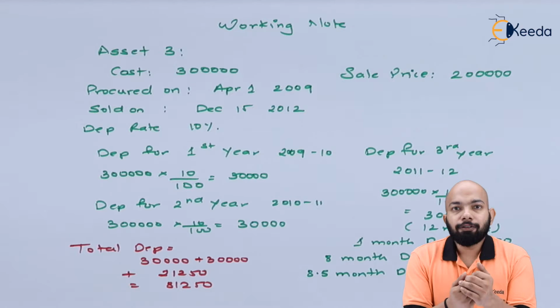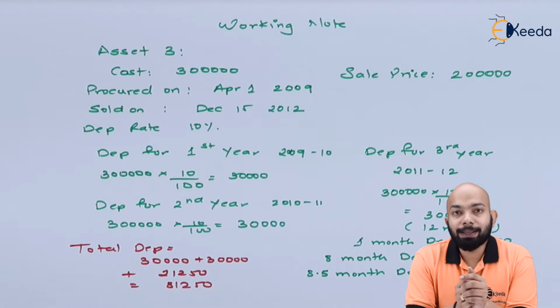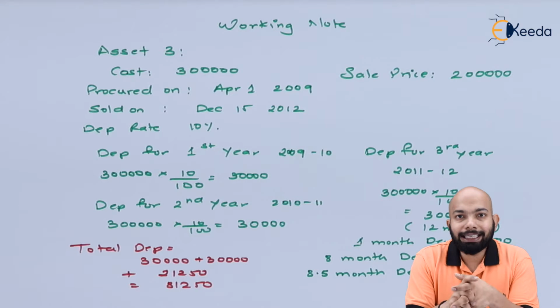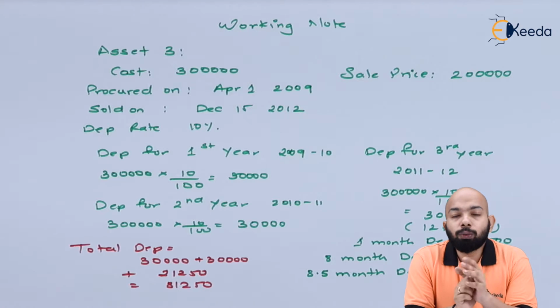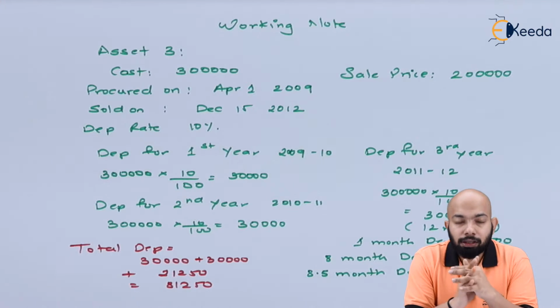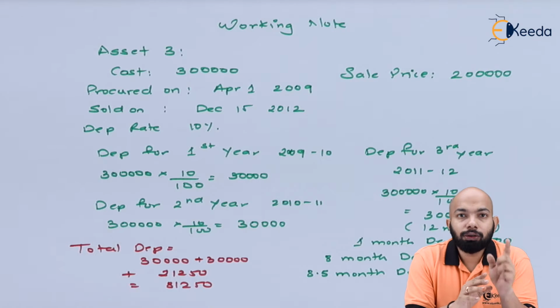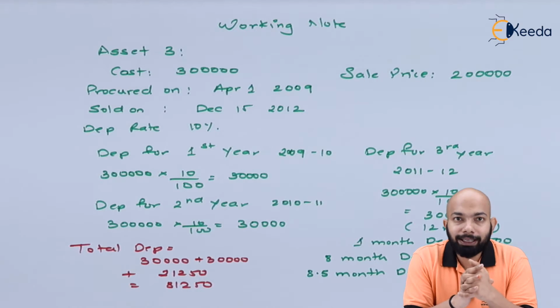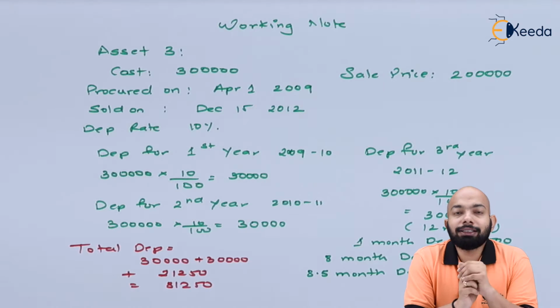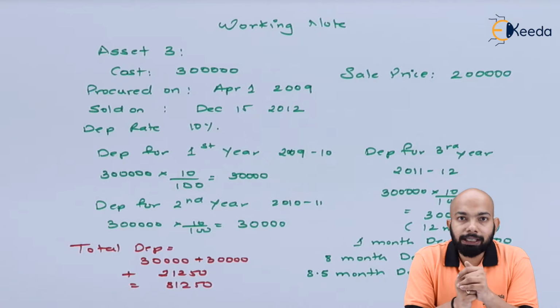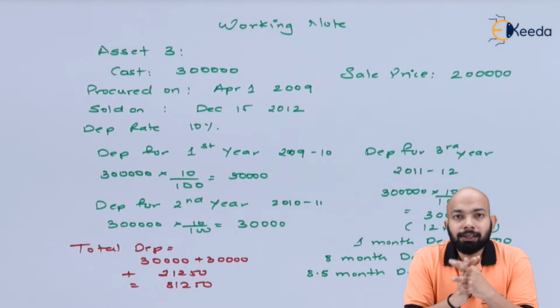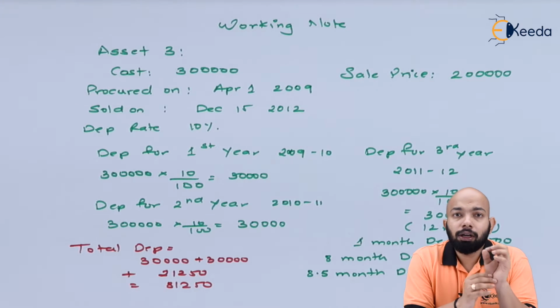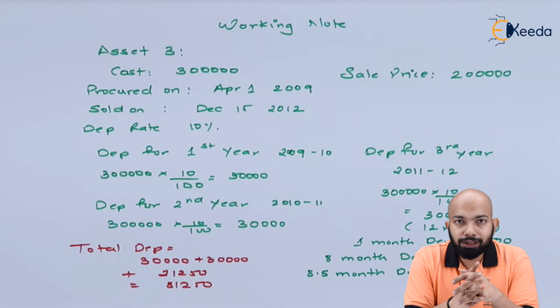Now, if you can see, for the third asset we have prepared a separate working. This asset was purchased for rupees 3 lakhs in the year 2009. Hence, we have to do a working for the last 3 years, 2009-10, 2010-11 and 2011-12. These are the financial years that we'll be considering. Now, it is a straight line method, 10% depreciation on the cost price. Hence, 30,000 is the depreciation for the first year.